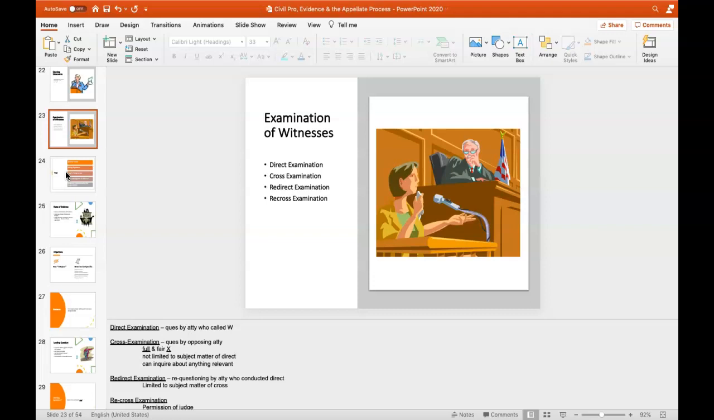Redirect examination follows cross-examination. The attorney who conducted the direct examination has the chance to examine the witness again to try to rehabilitate the witness following a cross-examination. In other words, the attorney has the chance to recapture the witness's lost credibility.